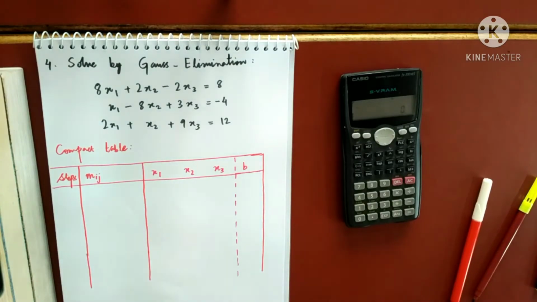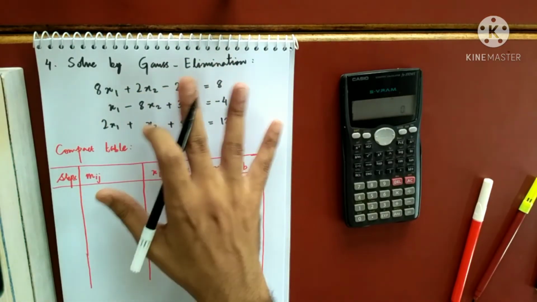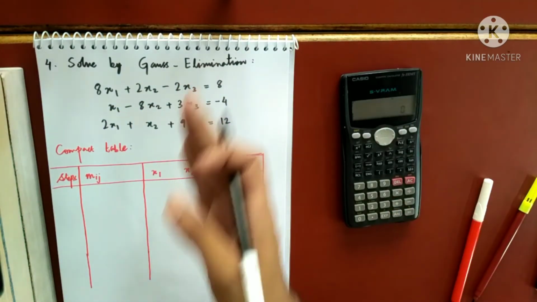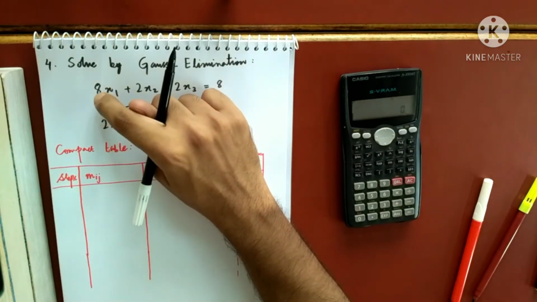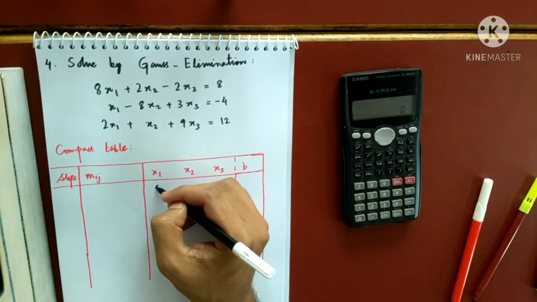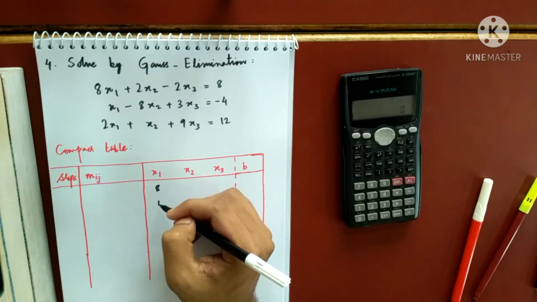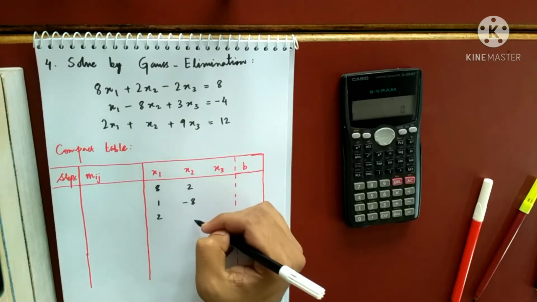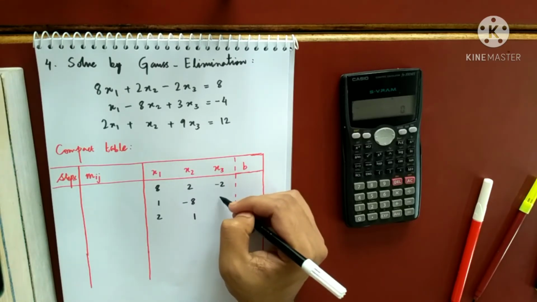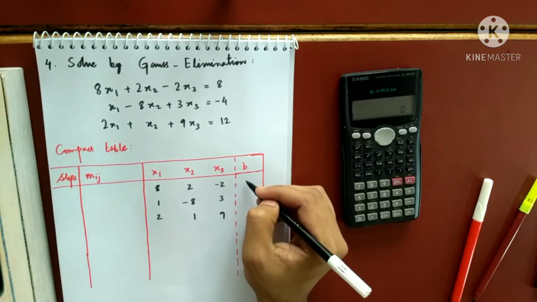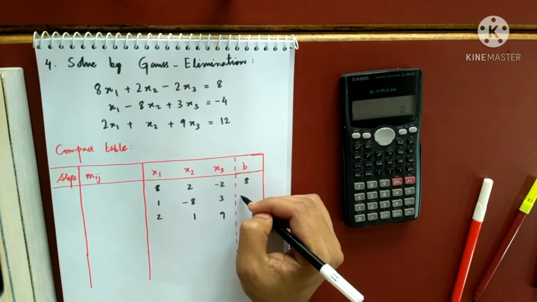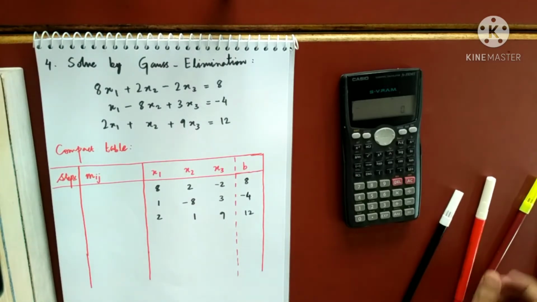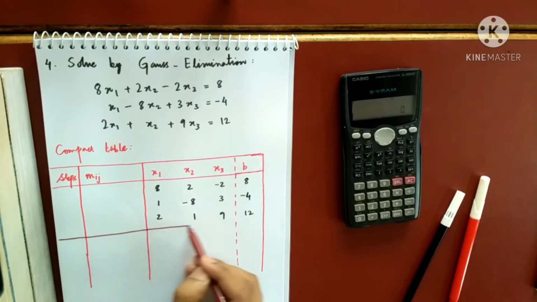Let me write down the coefficients very quickly. They must be arranged first. If I give x1 here and x2 here, you first arrange them, then you write the coefficients. The coefficients are 8, 1, 2. It's already arranged. So 8, 1, 2. The coefficient here is 2, minus 8, 1, minus 2, 3, 9, and here it is 8, minus 4, 12. Okay, so this is where my step 1 will end.